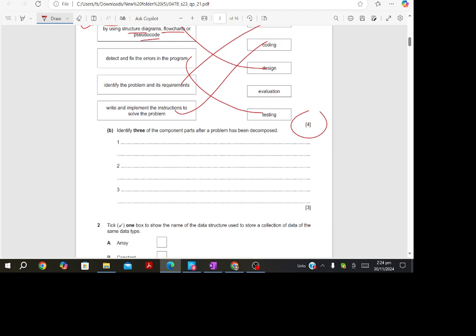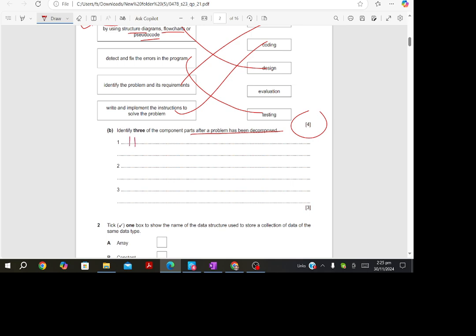Identify three components part of a solution after a problem has been decomposed. Decomposition is breaking down a larger problem into smaller parts. So once the decomposition has been done, what are the three component parts which we need to do?